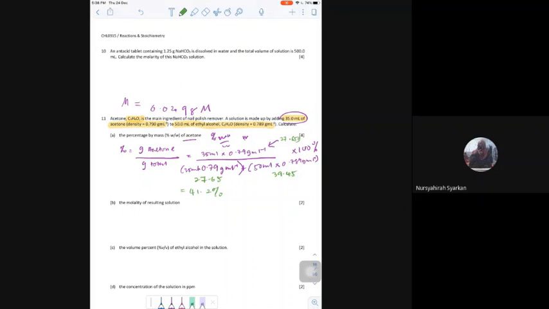And then the next one is question B. The question wants us to calculate the molality. So molality is equal to mole of solute over kg solvent. So the mole of the solute in the resulting solution is acetone.